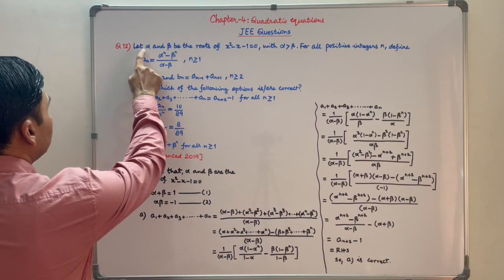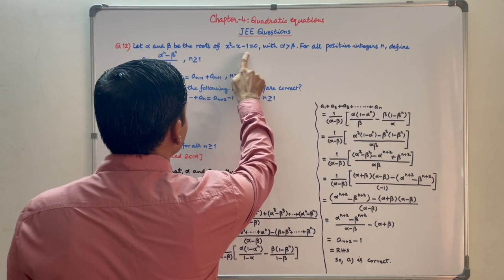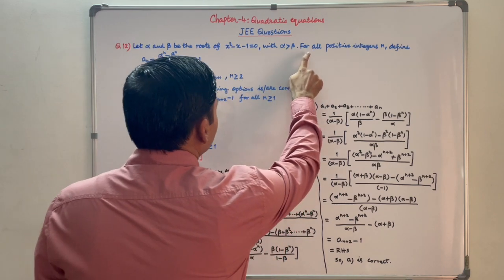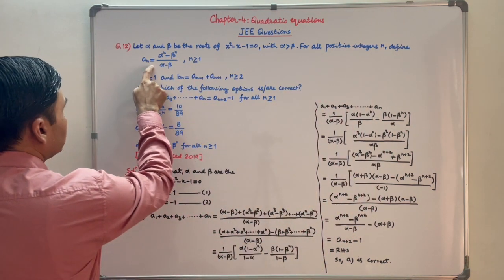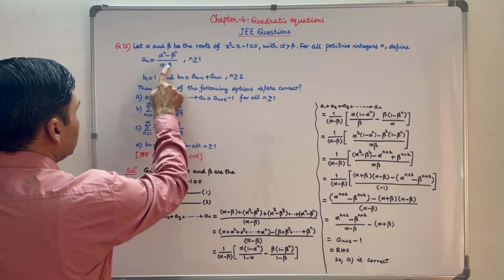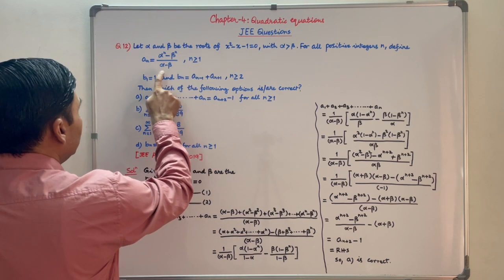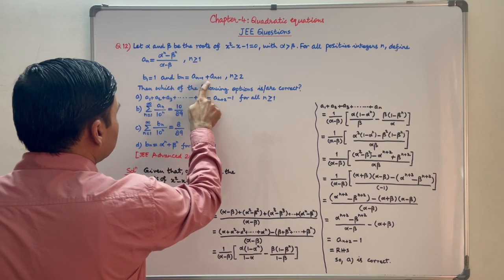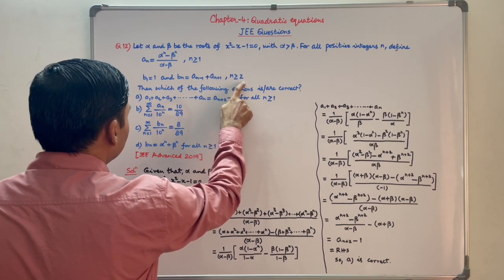Last question. Let alpha and beta be the roots of x square minus x minus 1 is equal to 0 with alpha greater than beta. For all positive integers n, define an is equal to alpha to power n minus beta to power n upon alpha minus beta, where n is greater than or equal to 1. b1 is equal to 1 and bn is equal to an minus 1 plus an plus 1, where n is greater than or equal to 2.